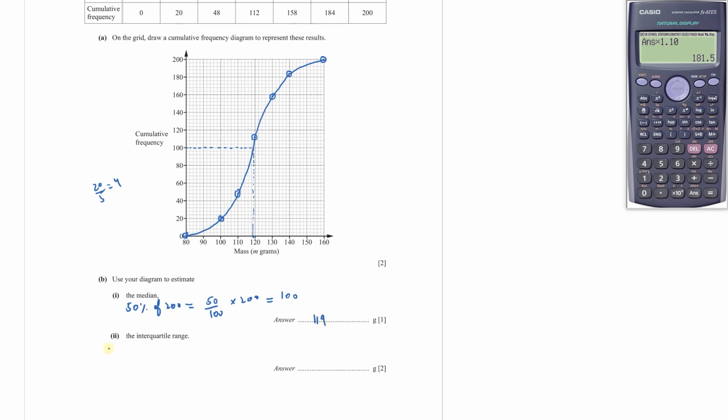So the interquartile range. So first you will find 25% of 200, which will be 25 over 100 into 200. So 0.25 into 200 will be 50. So the value at 50 will be your lower quartile, and then you also need 75% of the frequency. So 0.75 into 200 will give you 150.